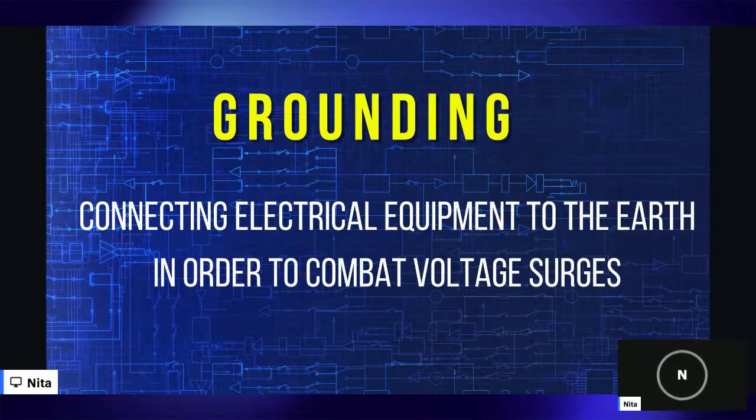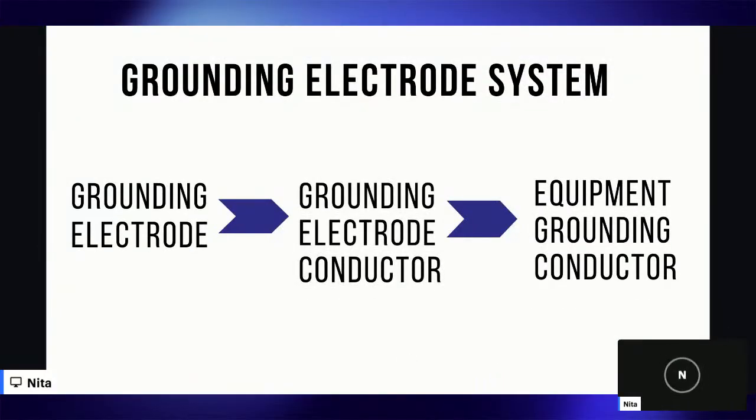So let's just say a metal part at one of our receptacles becomes energized. Our grounding wire, that's what you hear people say, our grounding wire or our EGC, equipment grounding conductor, will safely carry that current back to the main panel. So we accomplish grounding again by way of the grounding system. Three main parts of this system.